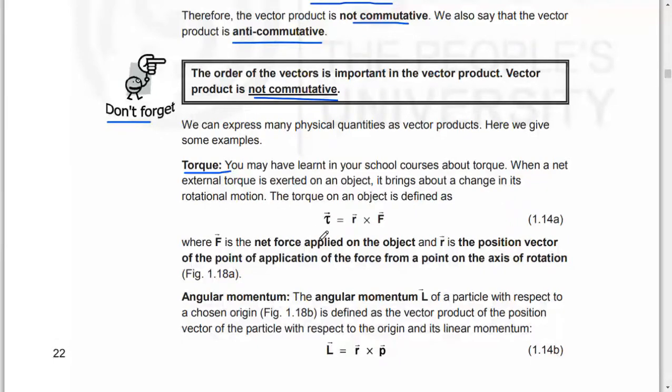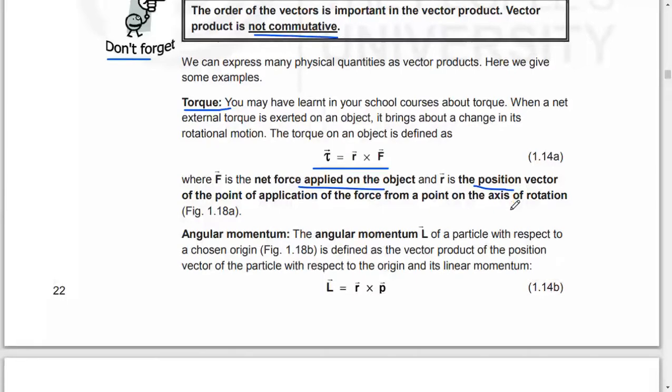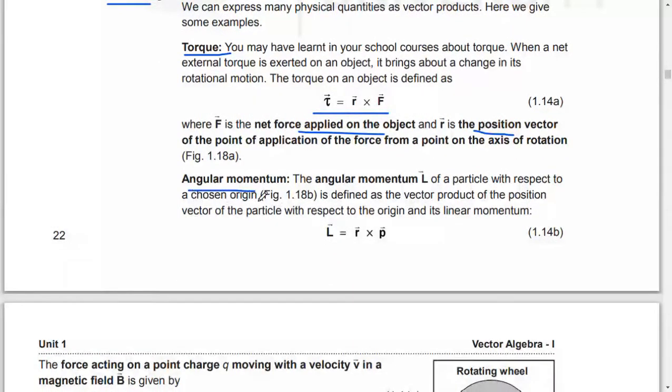tau equal to r cross F, where F is the net force applied on the object and r is the position vector of the point of application of the force from a point on the axis of rotation. Angular momentum. The angular momentum L of a particle with respect to a chosen origin is defined as the vector product of the position vector of the particle with respect to the origin and its linear momentum: L equal to r cross p.